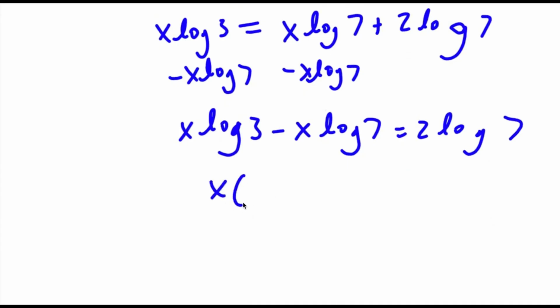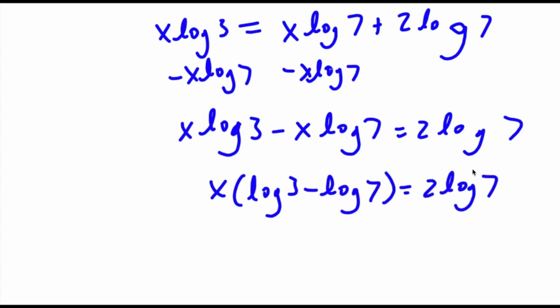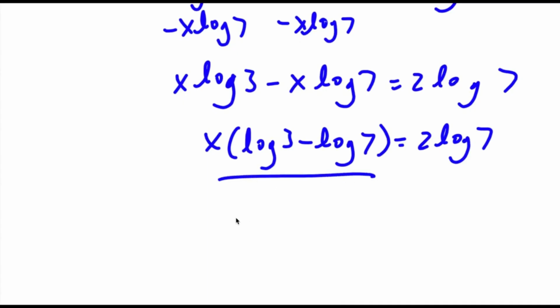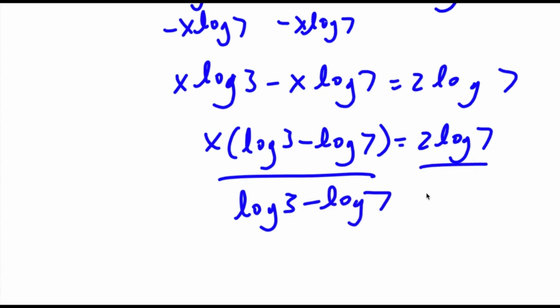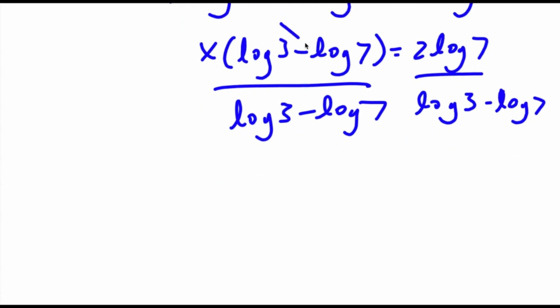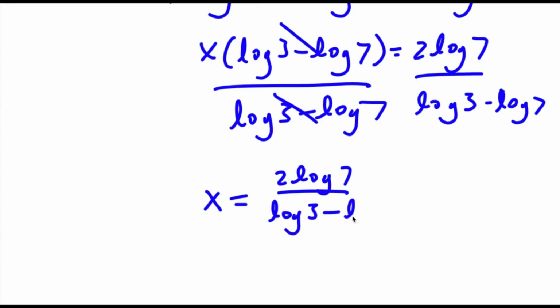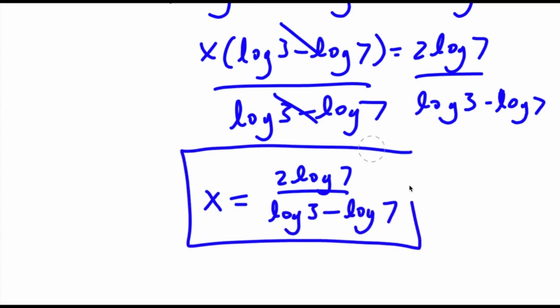Now if I factor out x, I get x times log 3 minus log 7 is equal to 2 times log 7. And now if I divide both sides by log 3 minus log 7, these two cancel out, and I will be left with x is equal to 2 log 7 over log 3 minus log 7. So these are the two methods of solving this equation.